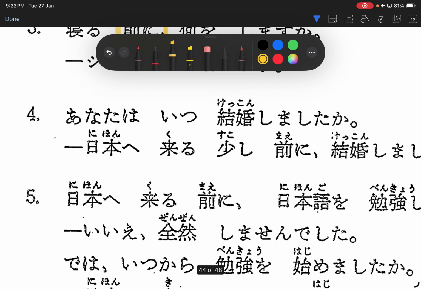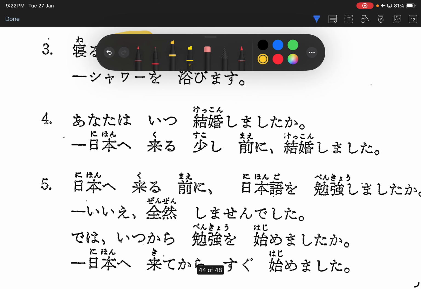Number 4. あなたはいつ結婚しますか? Oh, 結婚しましたか? Right? いつ is when. 結婚しました. So past tense of married already. So when you were married, 日本へ来る少し前に. Right? 日本へ to Japan 来る. So to Japan I come a little bit before.